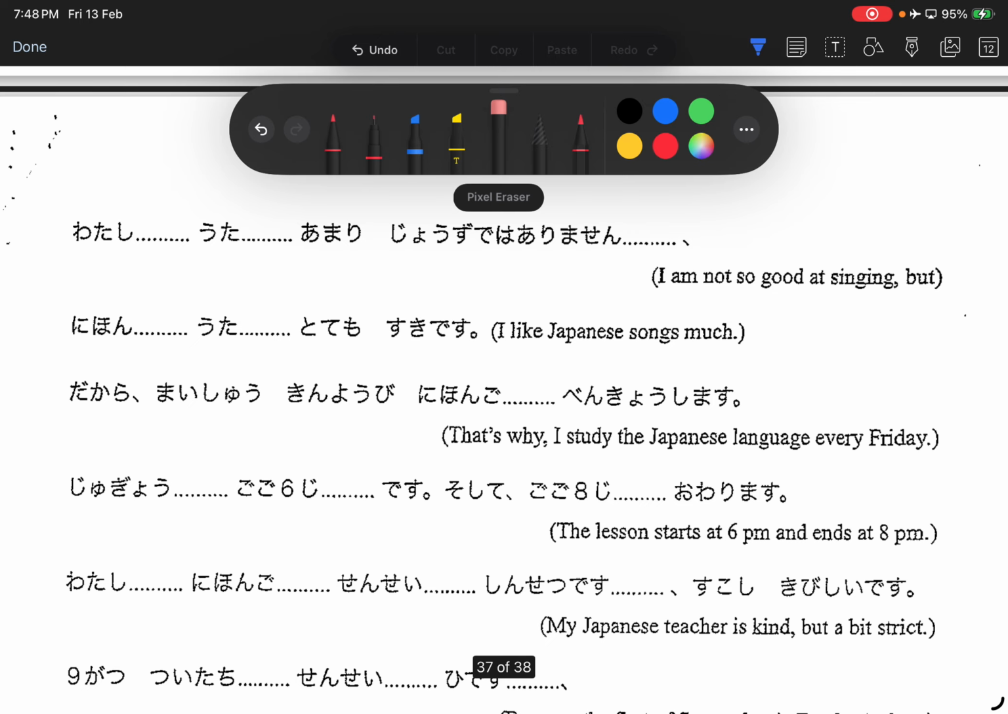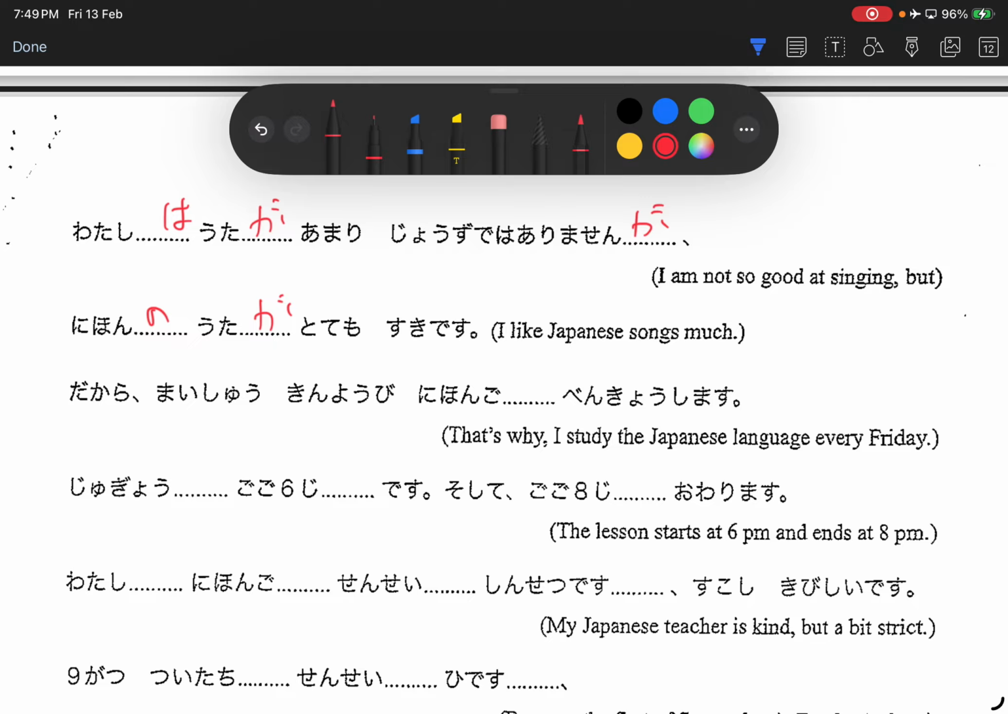Okay, next page. Watashi wa uta ga amari jouzu de wa arimasen ga, Nihon no uta ga totemo suki desu. Very good. Perfect. So we have our subject and object. Watashi is a subject, uta is the object. On one hand, I'm bad at singing. On the other hand, I like to sing Japanese songs.